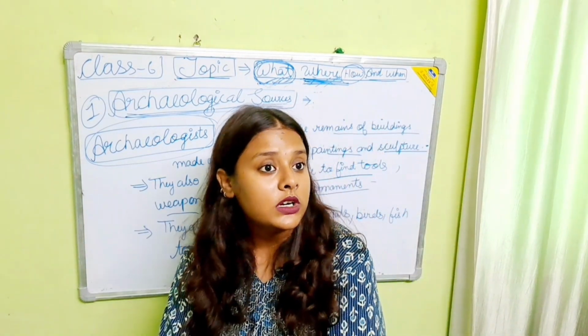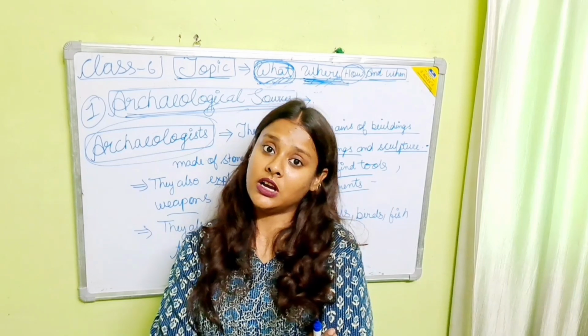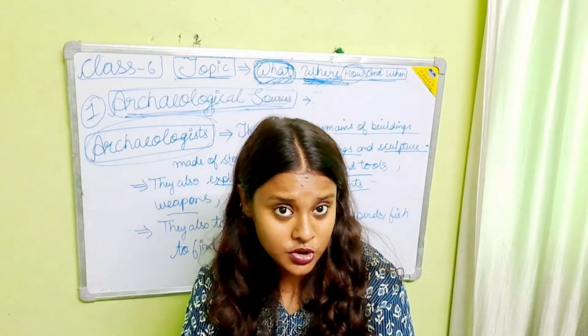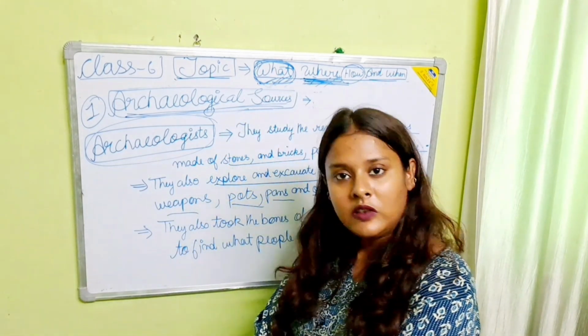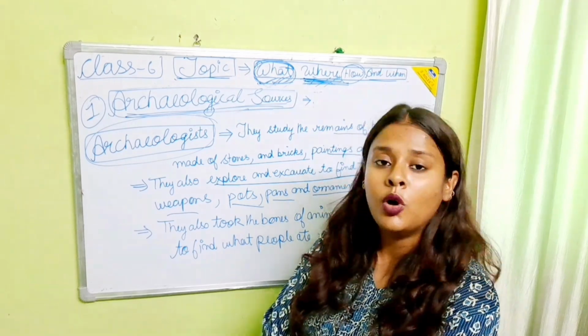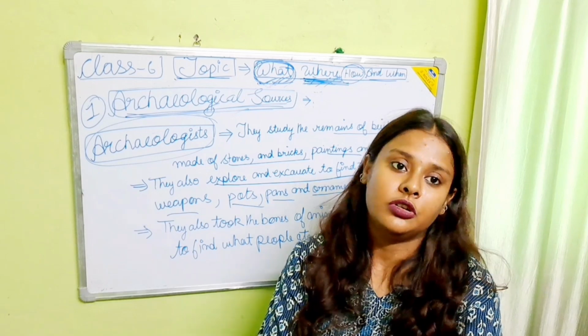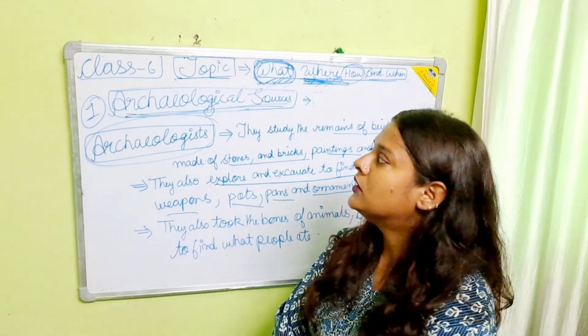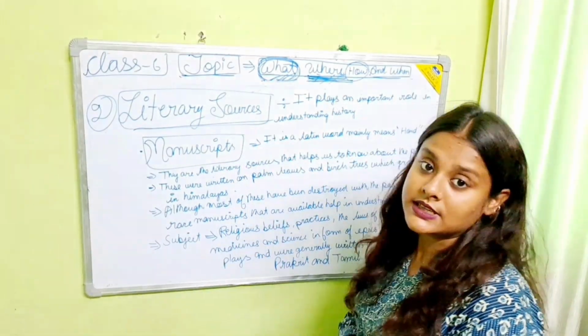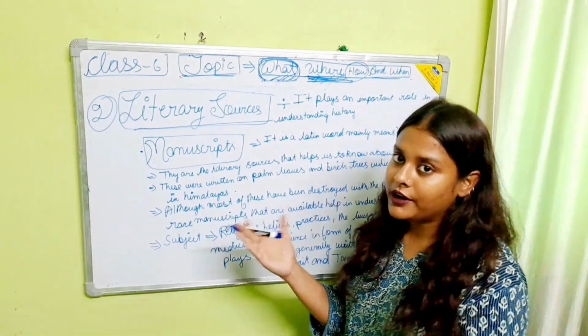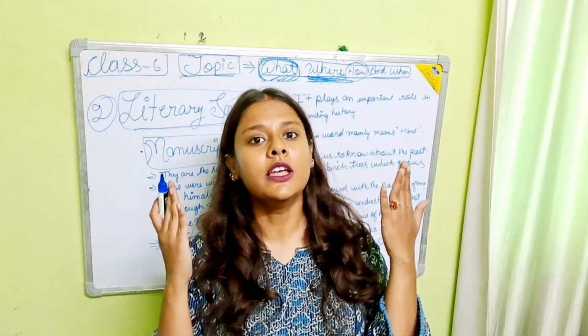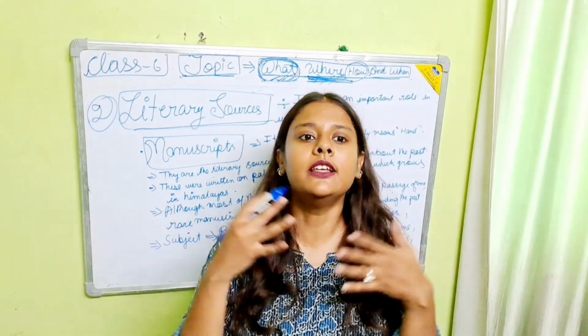We are done with archaeological sources and their types. We are done with inscriptions, and one term that was left, archaeologist, we have also done. Now we are going to start with our next term, that is literary sources. Literary sources play a very important role in understanding history. What are literary sources? They are the written records.